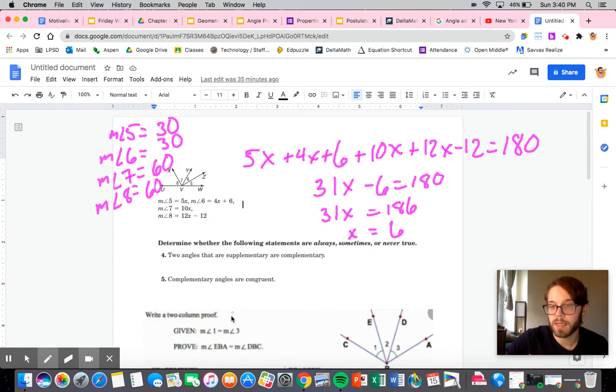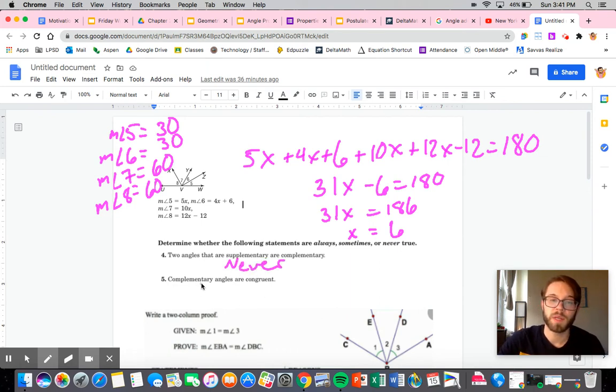So let's move on to kind of sorting ourselves over towards proofs. Determine whether the following statements are sometimes, always, or never true. So two angles that are supplementary or complementary. Well, remember, supplementary means that they add up to 180, and complementary means they add up to 90. So if we have two angles that are supplementary, they can't also be complementary because then they would be adding up to both 90 and 180. So this is going to be never.